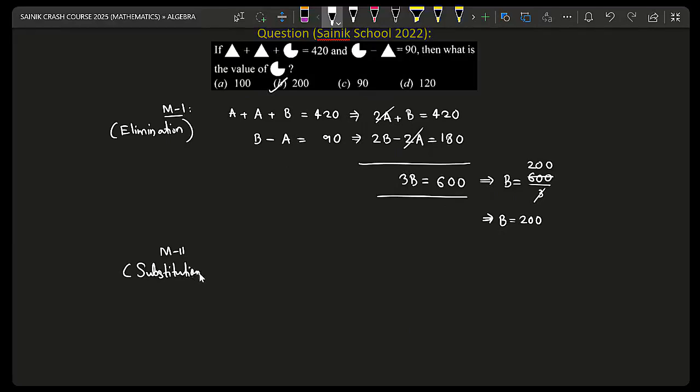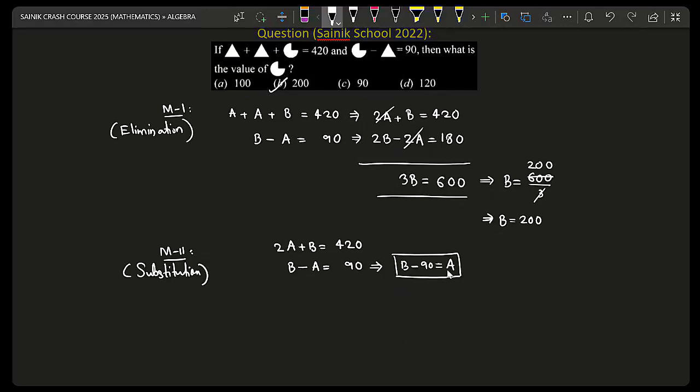Substitution method. Okay, first equation we got, 2A plus B is equal to 420. And second equation we got B minus A is equal to 90. So finally we want the value of B. So what you do is try to write A in terms of B. So minus A I transpose to the right side, and 90 I transpose to the left side. Plus 90 becomes minus 90 and minus A becomes plus A. So we'll get B minus 90 is equal to A. That means in place of A, I'm able to substitute this B minus 90.